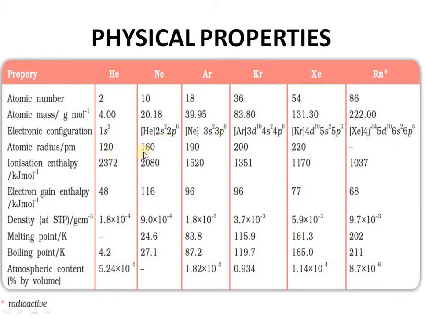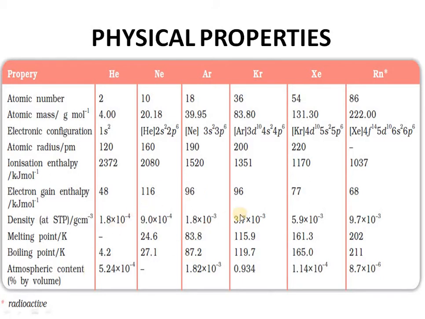Similarly, down the group atomic radius increases, and these are gases, therefore van der Waals radius is there. Ionization energy down the group decreases. So this 1037, 1170, this ionization energy is very less, and therefore it can lose electron to form a number of compounds with fluorine or oxygen. Electron gain enthalpy is very meager. We can say there is no tendency to gain electron. That's known as electron gain enthalpy.